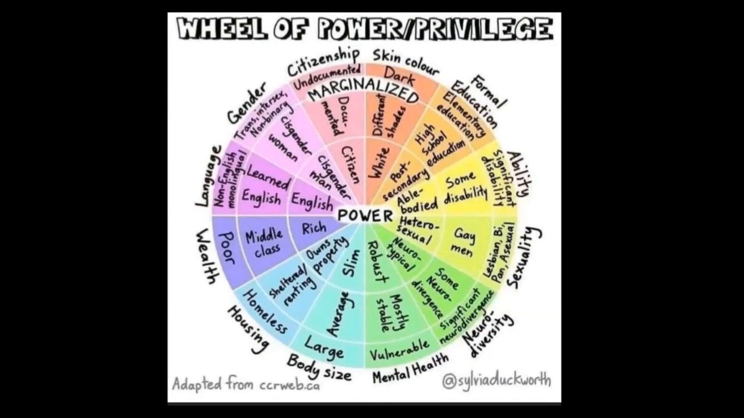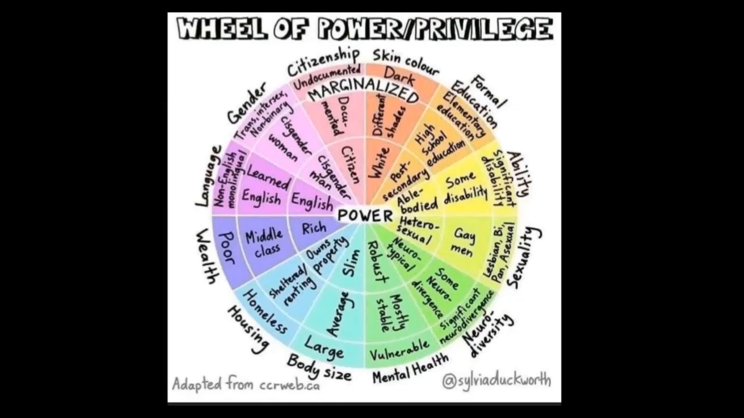The link here is ccrweb.ca if you wanted to try and get hold of that for yourselves. But basically, what this wheel shows is power in the middle, and then as we go out to the edges, we have more marginalized identities. And there are a lot of different ones here. I'm not going to go through all of them because we don't have time.